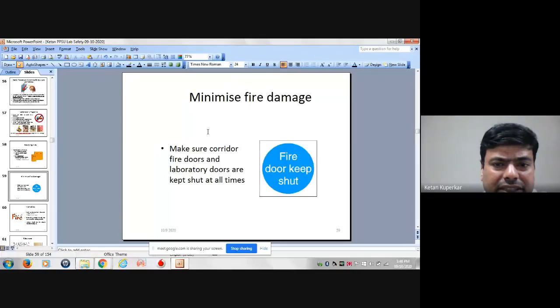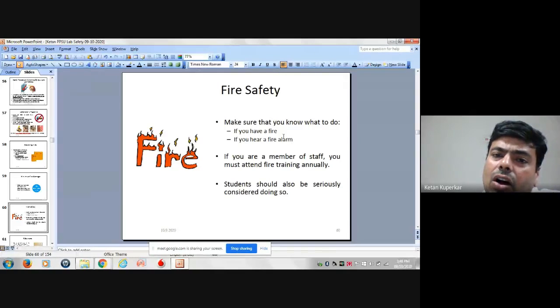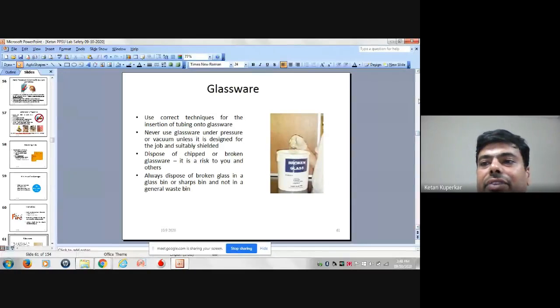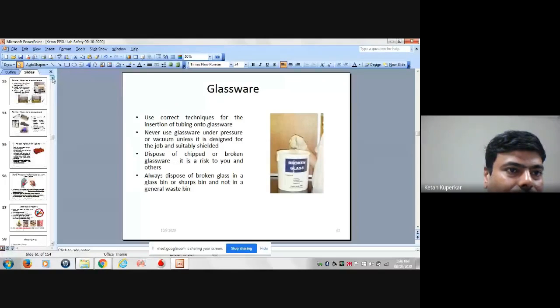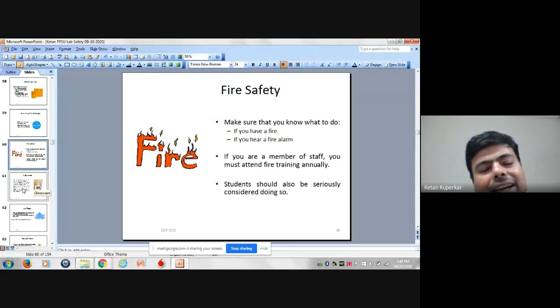To minimize the fire damages, you must have a fire alarm, and you should be able to hear it. What you have to do, and not everyone has been undergoing this, is a fire training annually. I wonder that most of us are hardly undergoing this kind of fire training, which is mandatory and a very important factor which everyone has to undergo. It is miserable that we don't practice it, and such practices are not even being given to the students.